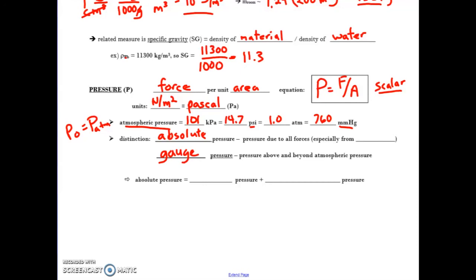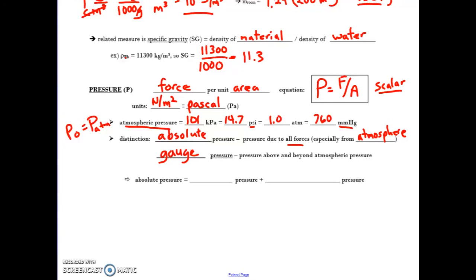All right, absolute pressure is due to all forces, and that really is a way of saying especially from the atmosphere. Now, implicit in what I'm saying here is that when we measure gauge pressure, it's a pressure above and beyond atmospheric pressure. So if I'm inflating a basketball, well, let's say my bike tire, because that's what I know off the top of my head, to let's say 50 psi, that's a gauge pressure. The absolute pressure in the tire is 50 psi plus atmospheric pressure, 14.7.